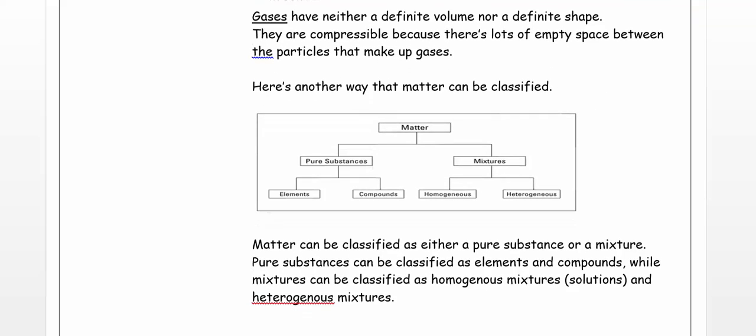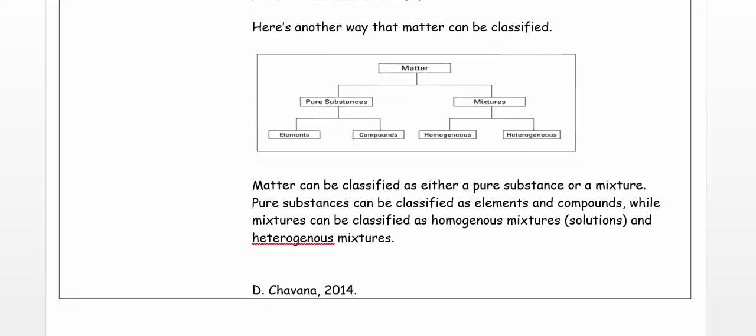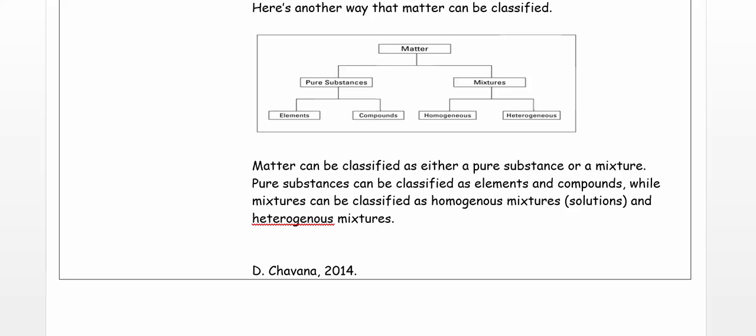Let's take a look at another way of classifying matter, and that's this way. We can take all the matter in the universe and we can classify it into pure substances and mixtures. All right? Pure substances and mixtures. And we can further classify pure substances into elements. Gosh, we're going to spend a lot of time this year talking about elements, and also compounds, right? So elements and compounds are pure substances, and mixtures can be classified into homogeneous mixtures and heterogeneous mixtures.